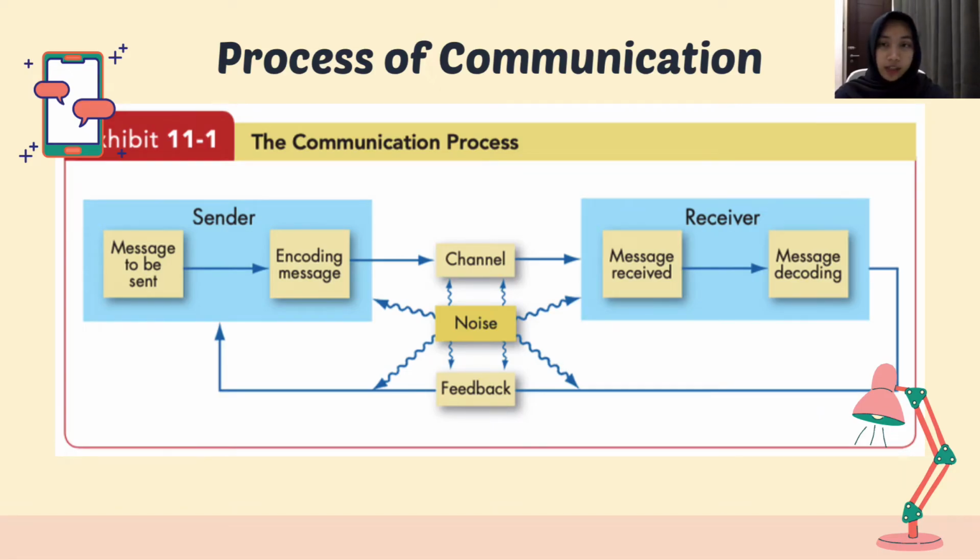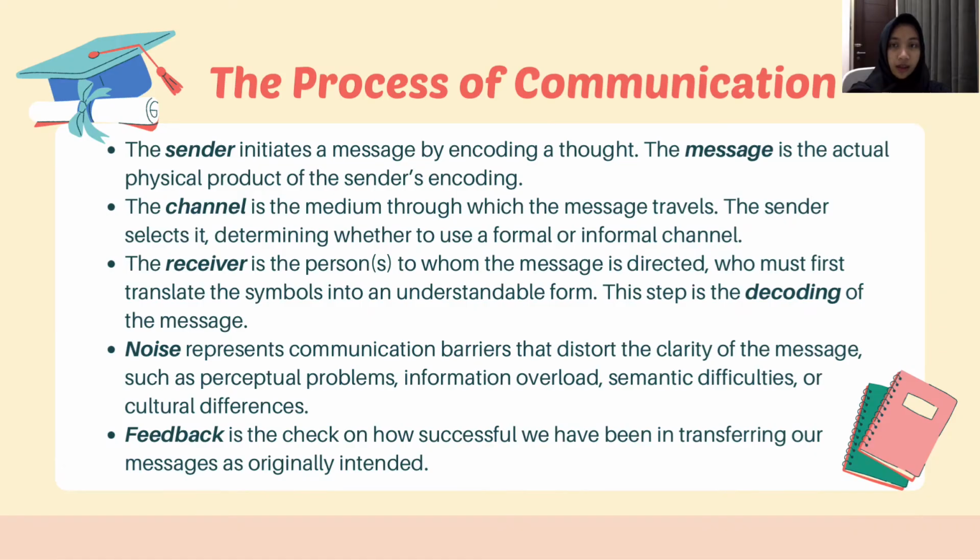This is the communication process diagram, which will be explained in the next slide. The next one, we are going to talk about the communication process. According to the book, the key parts of this model are first, the sender, the next one is the encoding, the next one is the message, and the fourth one is the channel, fifth is decoding, the sixth is the receiver, and then the noise, and the last one is feedback.